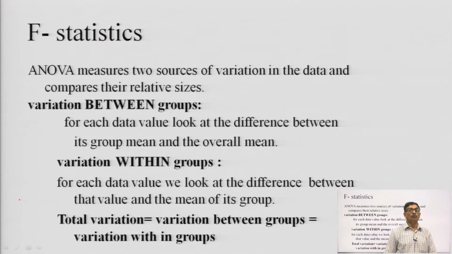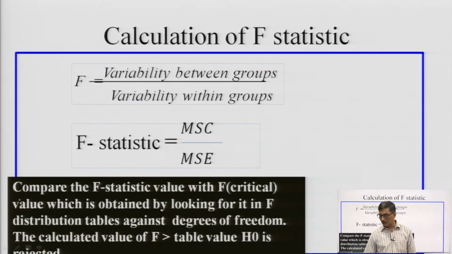ANOVA measures two sources of variation in the data and compares their relative sizes. One is variation between the groups: for each data value we look at the difference between its group mean and the overall mean. The other is variation within the groups: for each data value we look at the difference between the value and the mean of its group. The total variation is equal to the variation between the groups plus the variation within the groups.